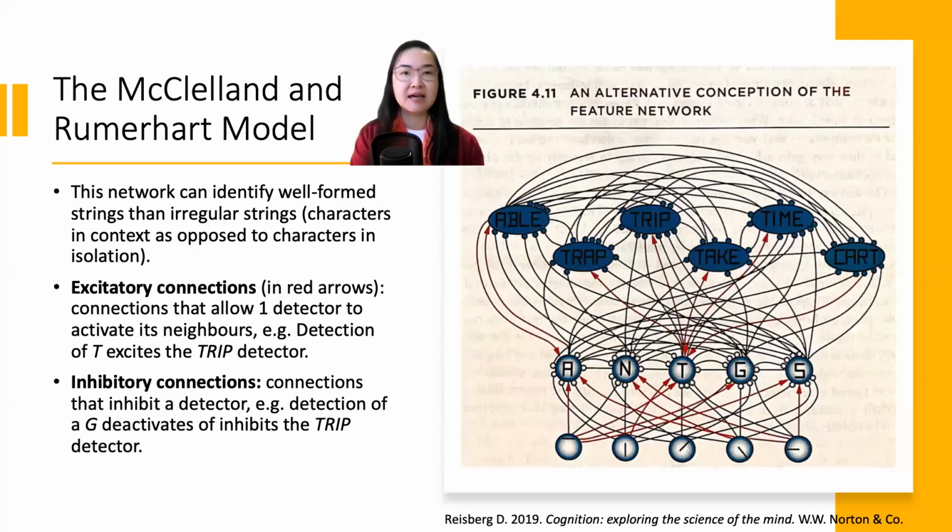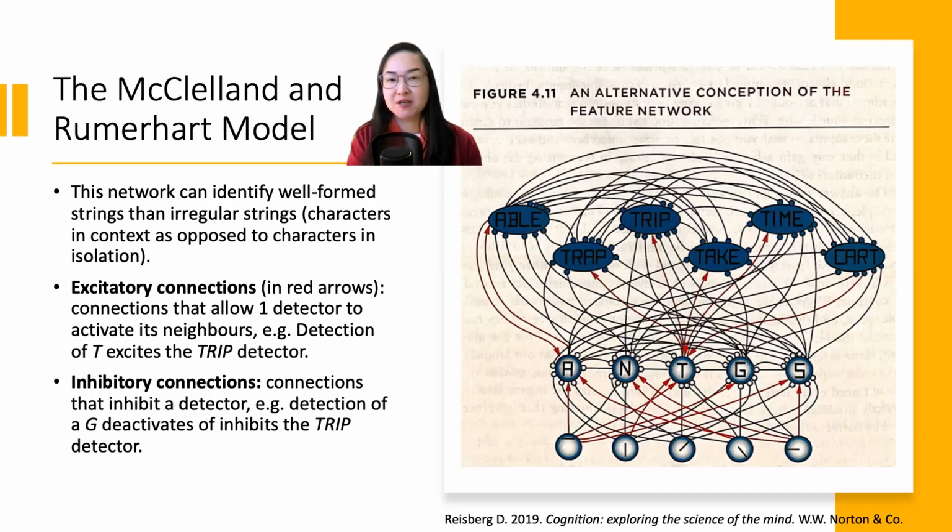The McClelland and Rumelhart model. This network can identify well-formed strings better than irregular strings. They are characters in context as opposed to characters in isolation. Excitatory connections, the red arrows, are the connections that allow one detector to activate its neighbors. For example, detection of T excites the TRIP detector.